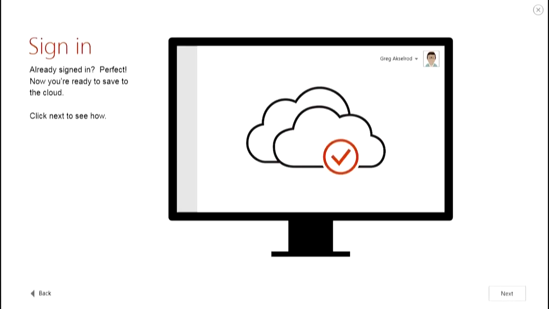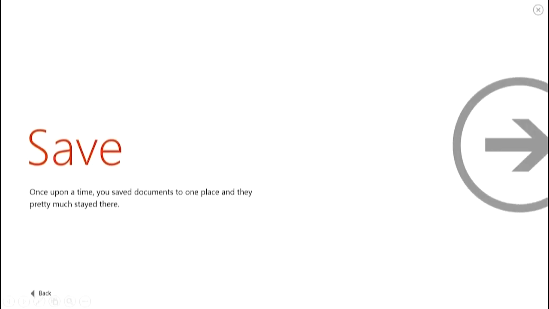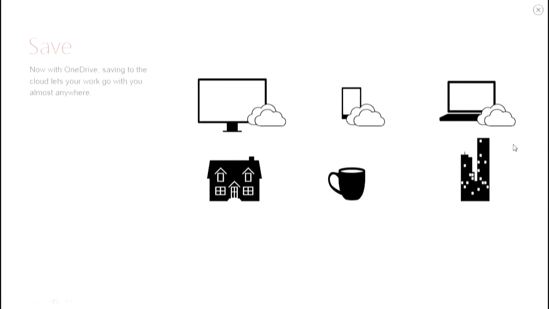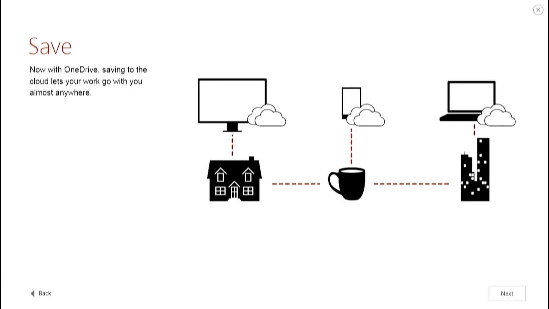Let's see now. All right, so this is, like I said, a tour, so let's just pretend that we're doing it. Save. Once upon a time, you saved documents to one place, and they pretty much stayed there. Well, that's not the case any longer. Now, you can save it to any device, which is your desktop, your laptop, or your smart device, because I think it works on Windows Phone, Android phones, and there is an Office 365 for Apple iPads as well. Not sure how it goes with the iOS phone, but it does go onto iPads. It works, I think. That's cool.